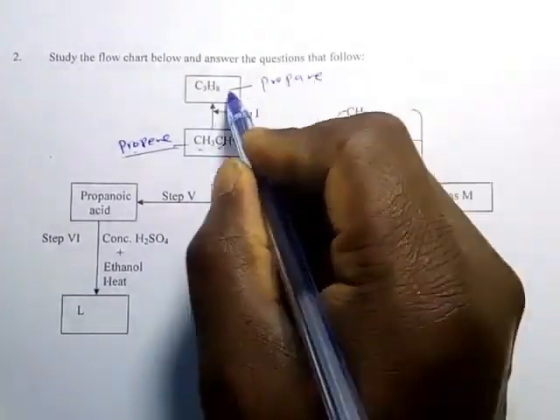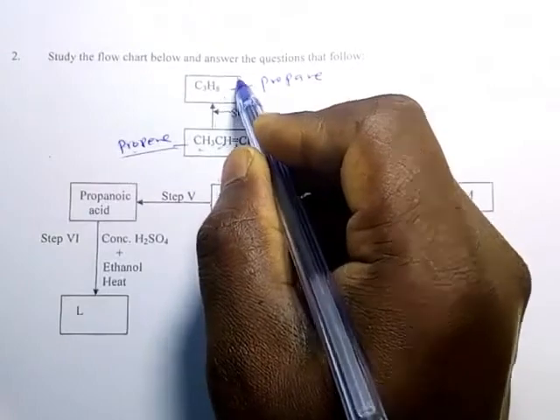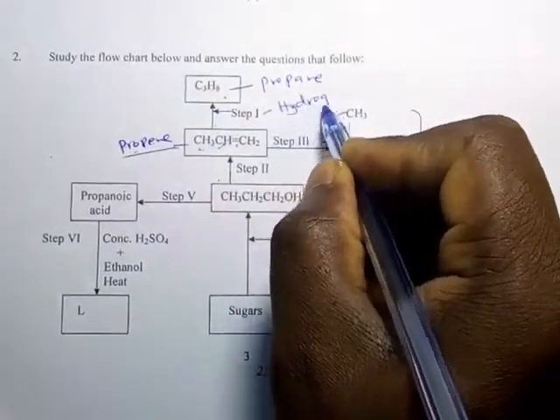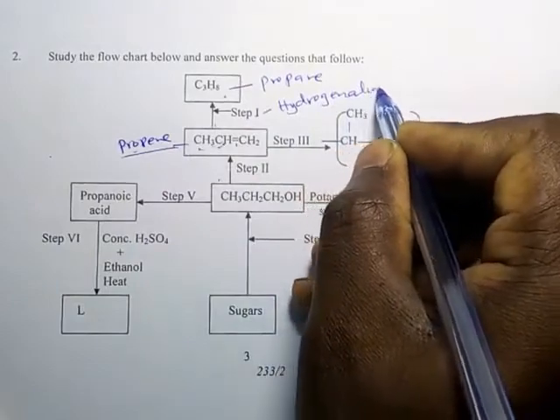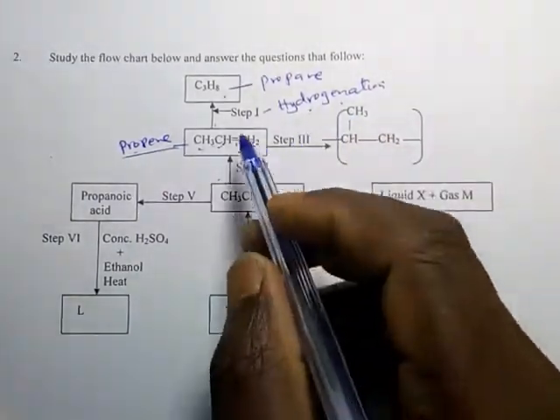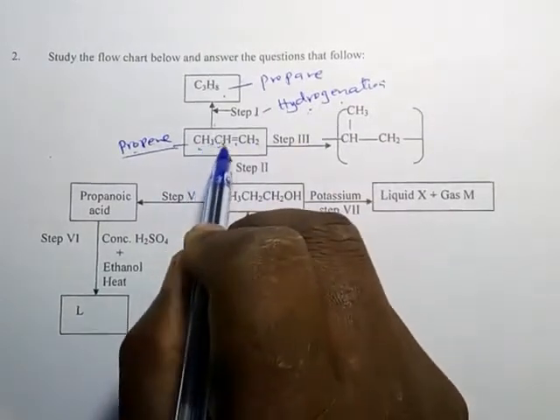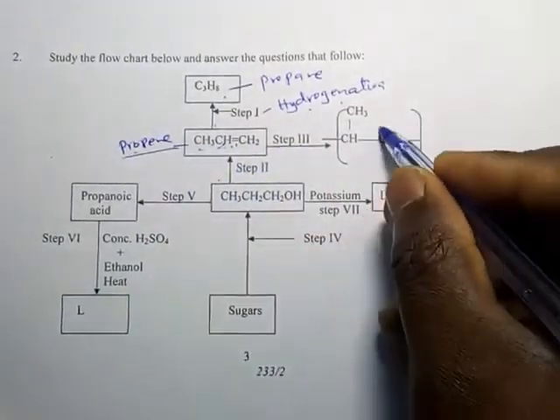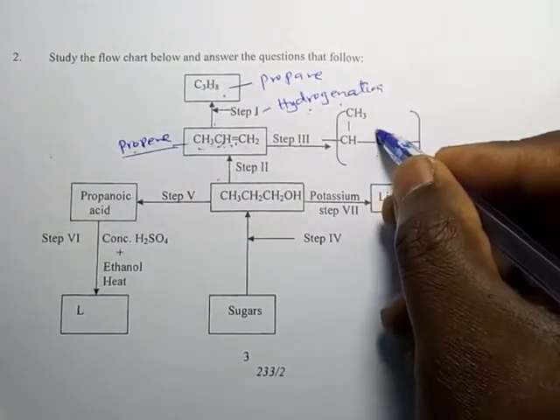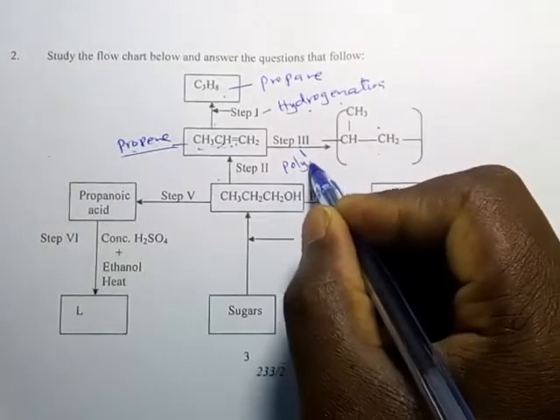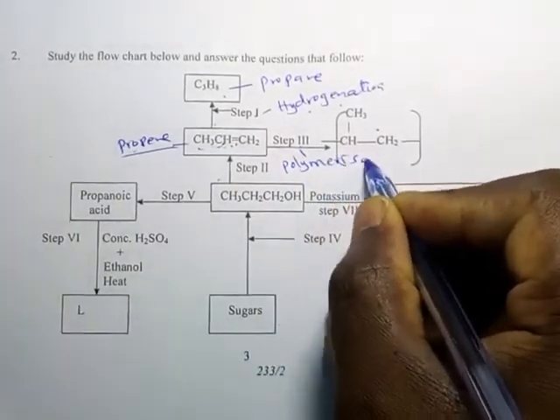So propene is undergoing step 1, forming propane. Yes, this one is propane. So what is step 1? Step 1 is hydrogenation, the addition of hydrogen in the presence of a nickel catalyst. So that's the thing. Now propene is undergoing step 3 and it is forming a polymer. We know this one is a polymer, right? Therefore this step is polymerization.